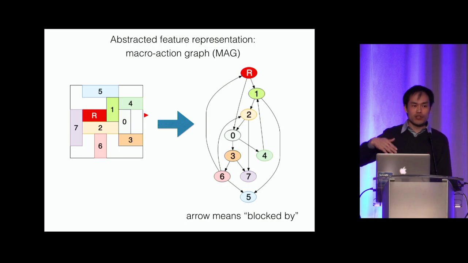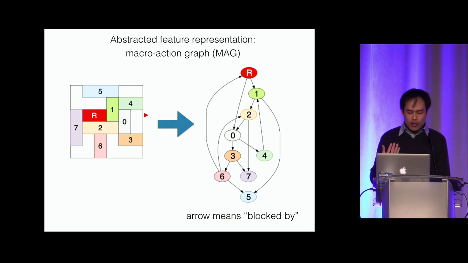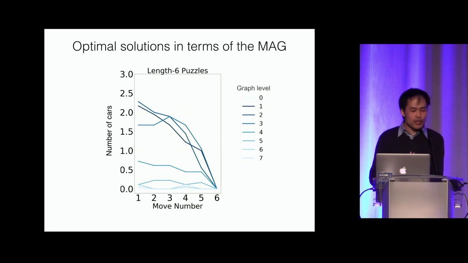Then you can define the level in this graph, where the level is defined as the number of arrows down from the red car that you need to reach a particular car. Clearly, car number 7 is less relevant to the immediate problem than car number 1, so we define it as having a lower level in this graph. What you can look at then is optimal solutions in terms of the different levels of the graph. If you look at the number of cars at each of these levels, it decreases more or less monotonically as you solve the puzzle. This is not a mathematical proof by any means, and there are clearly exceptions, like you see here. But this gives us some hope that this is a decent set of heuristics.